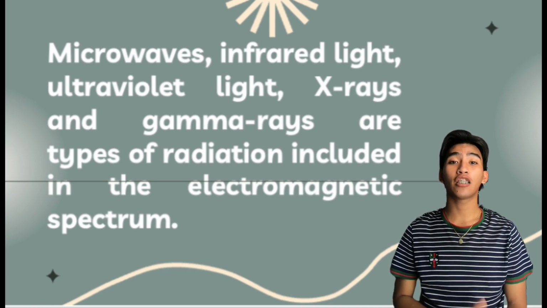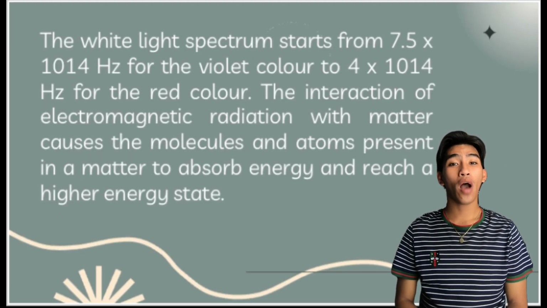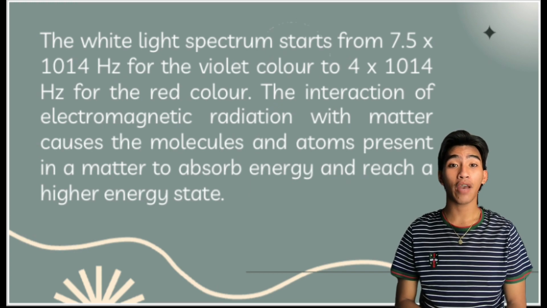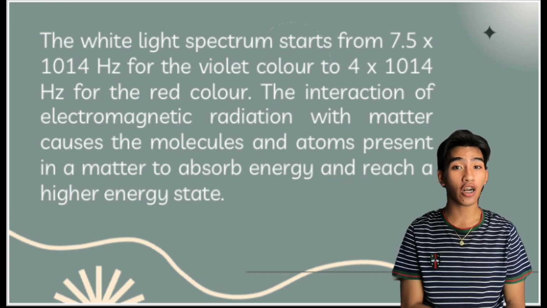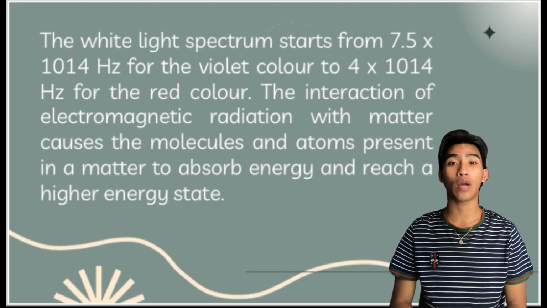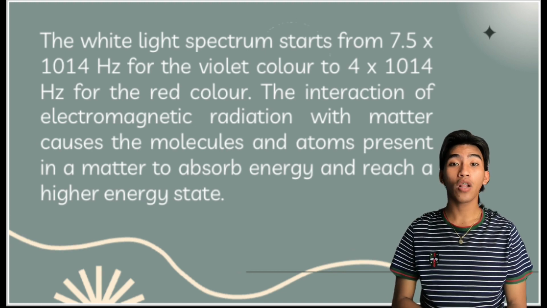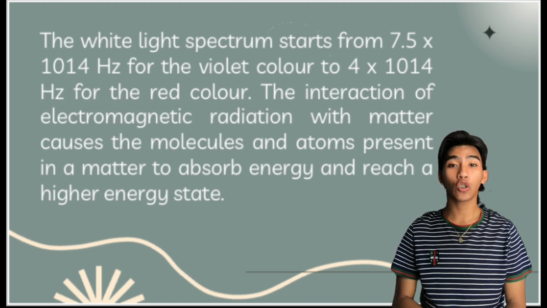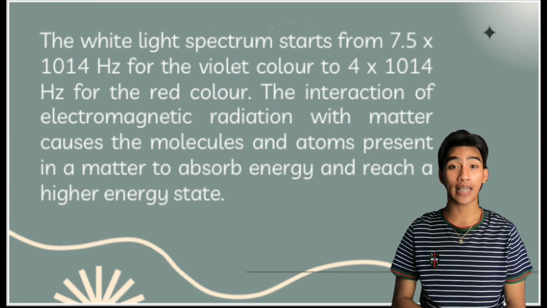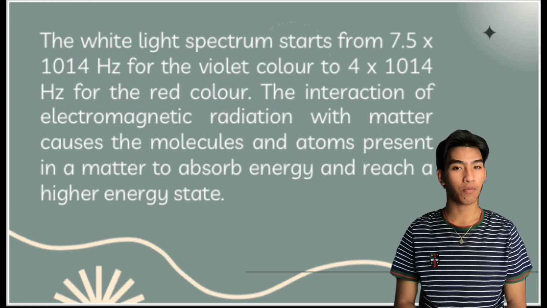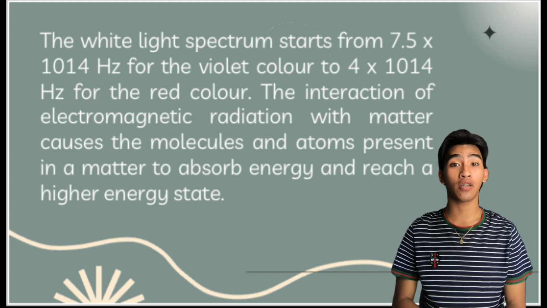When white light is passed through a medium, it gets split according to its respective frequencies and wavelengths. The white light spectrum starts from 7.5 times 10^14 Hz for the violet color to 4 times 10^14 Hz for the red color. The interaction of electromagnetic radiation with matter causes the molecules and atoms present in the matter to absorb energy and reach a higher energy state. This higher energy state is unstable, and hence they have to emit energy in the form of radiation to return to their original states. This process generates emission spectra and absorption spectra.